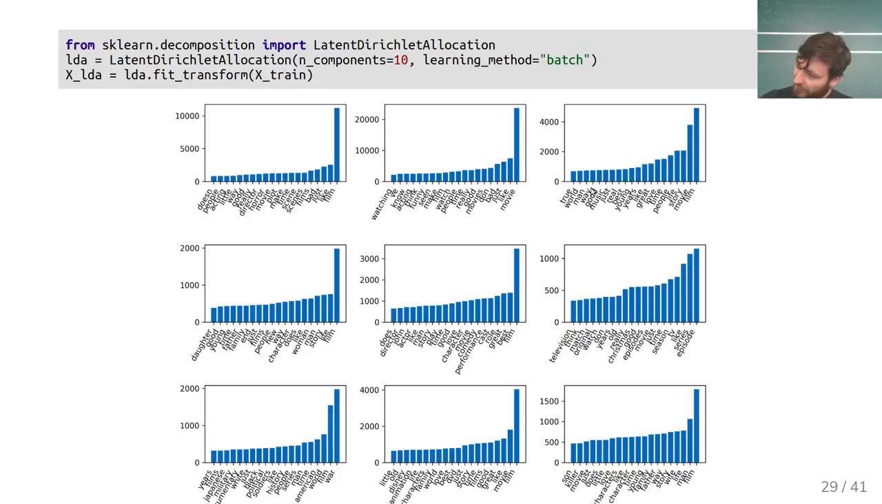Let's see. Here, this seems to be about TV episodes and series. This here seems to be about World War II. It's interesting because even though I specified 10 components, some of these components are very specific, and some are very general. This one seems very specific to World War II, and this one here seems very general, and we get both of these. If you use more components... on the other hand, I didn't plot the long tail here, so this might also be more general in the less likely words. Here you can see this is about characters in movies, maybe, but families.